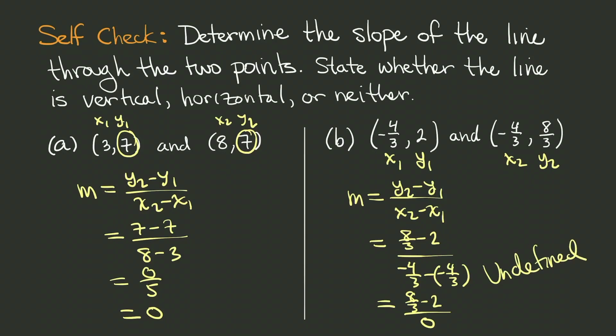Again, we could notice that our two x values are the same, and so we know that this will be undefined. It's a vertical line. So on the left-hand side, A, we know that since the slope is 0, this is horizontal, and on the right, since the slope is undefined, this is a vertical line.